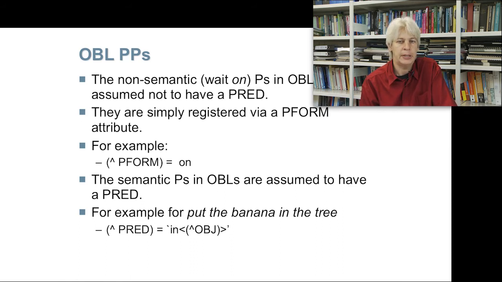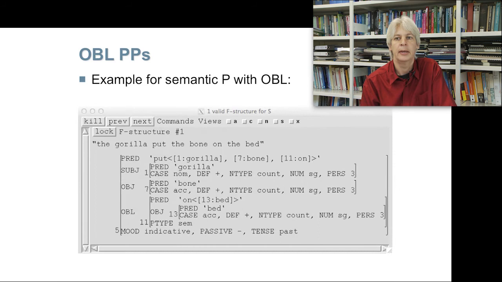The semantic Ps, semantic prepositions in these obliques, are assumed to have a pred, just like the adjunct PP we just saw. So for example, for "put the banana in the tree", we have UPS pred is equal to in, and "in" subcategorizes for an object. Okay, so it looks very similar to the adjunct one in this case. The difference is that there's no adjunct here, but that we have a three-place argument.